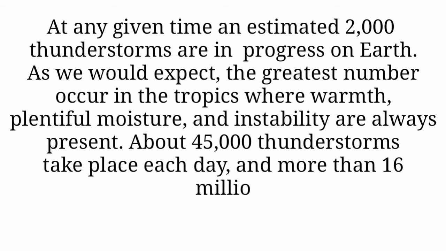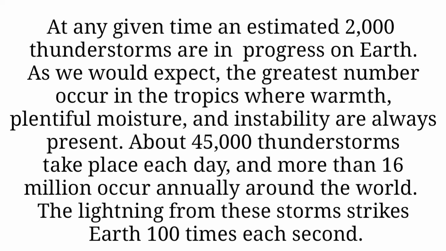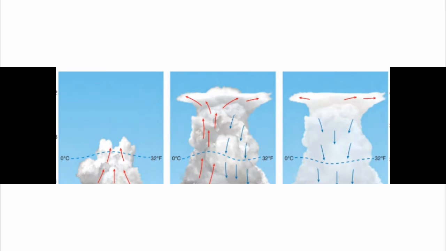As we would expect, the greatest number occur in the tropics where warmth, plentiful moisture, and instability are always present. About 45,000 thunderstorms take place each day, and more than 16 million occur annually around the world. The lightning from these storms strikes Earth 100 times each second.